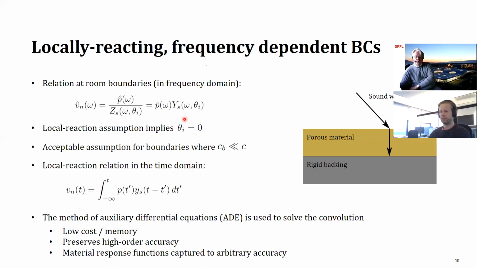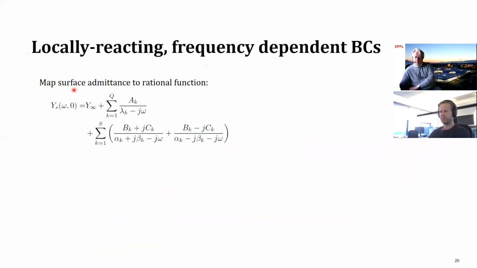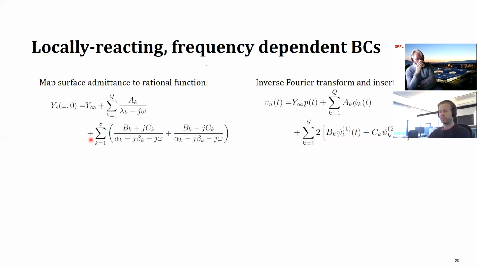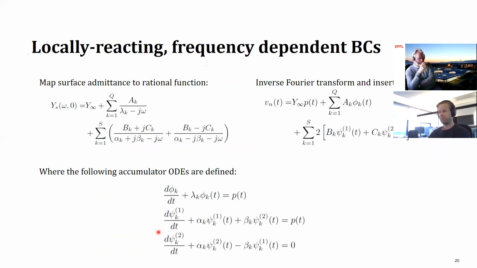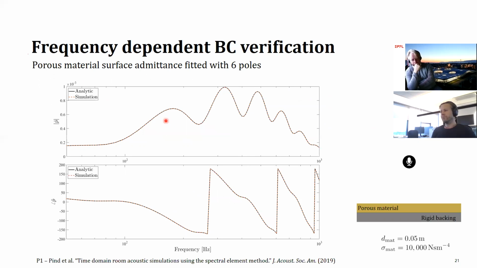The way it works is that we map the surface admittance to a multipole rational function. We then inverse Fourier transform this and insert it into the convolution integral. And we arrive at this expression here, where we have these phi's and psi's, which are called accumulators, which are given by these auxiliary differential equations that we must then solve at every time step at the boundary. This way, we've managed to relate the pressure to the particle velocity through the frequency-dependent surface admittance in the time domain.